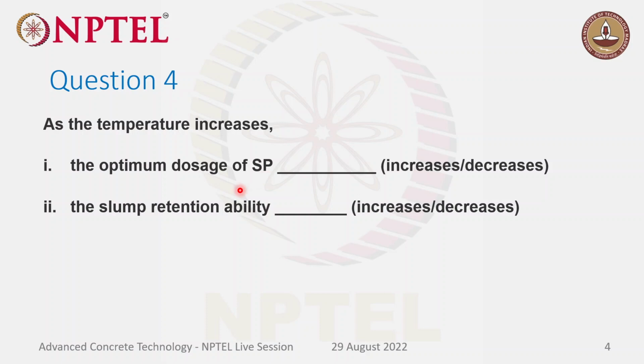That is part one, and then in the second one you have to say what happens to the slump retention ability. How long will the slump be retained? So we have to think about the optimum dosage of SP as well as the slump retention ability of the optimum dosage. Okay, so let me start the timer now for a minute. After a minute we'll see the answer. Please give your answer in polls.